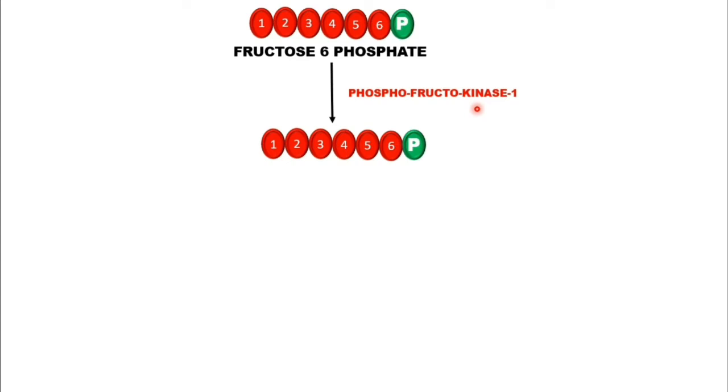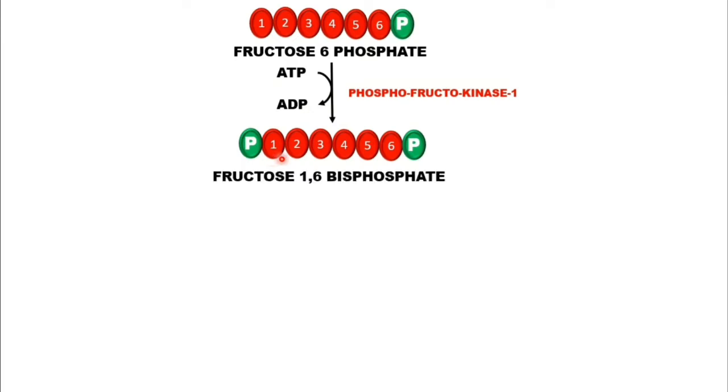What does phosphofructokinase 1 do to fructose 6-phosphate? Phosphofructokinase 1 will take one phosphate from ATP. So ATP minus one phosphate will become ADP. Then the phosphate taken from ATP will be added to fructose 6-phosphate at carbon 1, thus converting fructose 6-phosphate into fructose 1,6-bisphosphate. Okay, then fructose 1,6-bisphosphate will be split into two halves, producing two molecules.